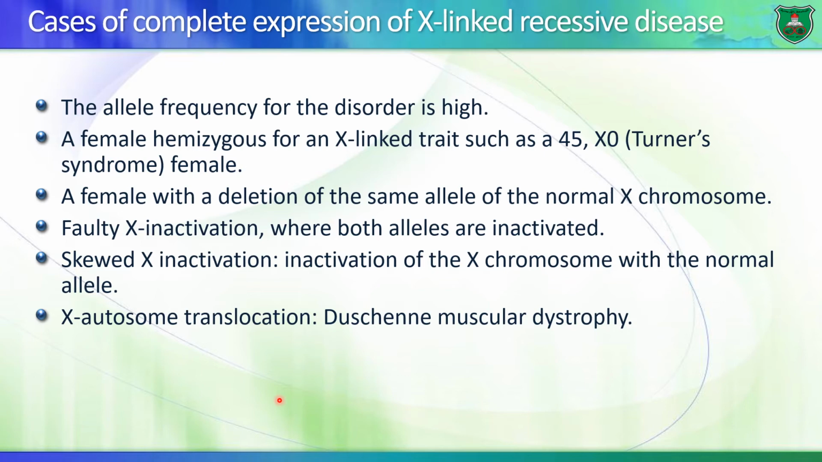You can also have what is known as X-autosomal translocation that causes Duchenne. An example is Duchenne muscular dystrophy as well. Okay, so in this case, you would have a replacement of the good gene by a bad one on the active X chromosome.